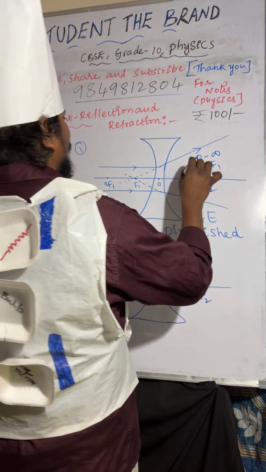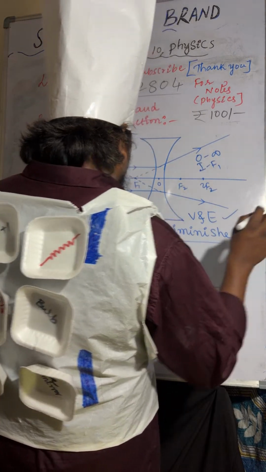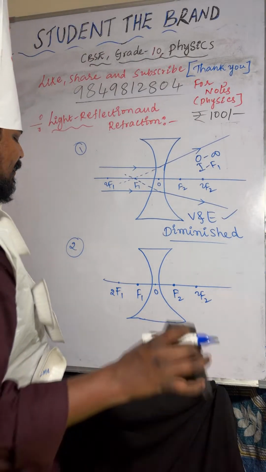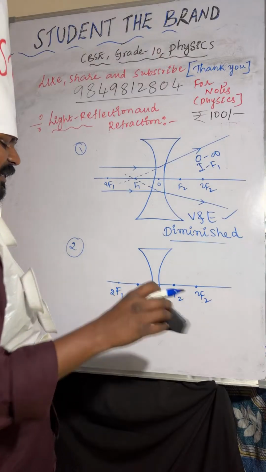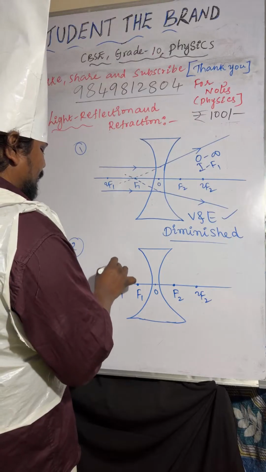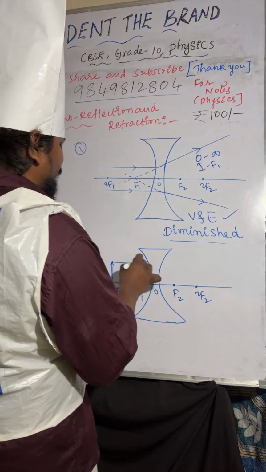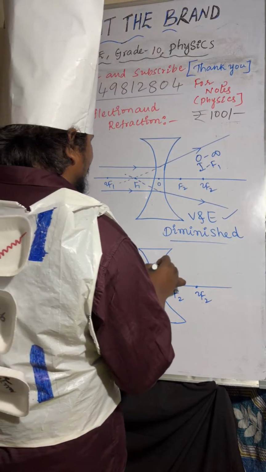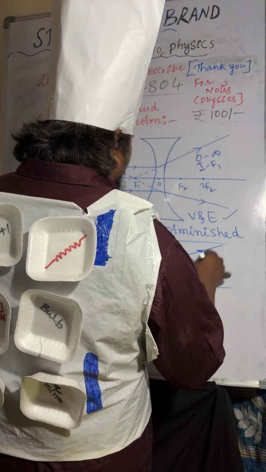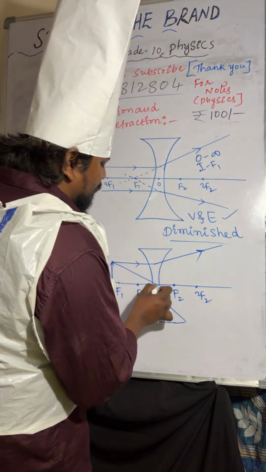Object is placed at infinity, image is formed at F1, nature of the image is virtual, erect and diminished. Now object is placed beyond 2F1. Our object is placed between infinity and optic center. How many light rays are required to form the image of the object? Minimum 2 light rays are required to form the image of the object.